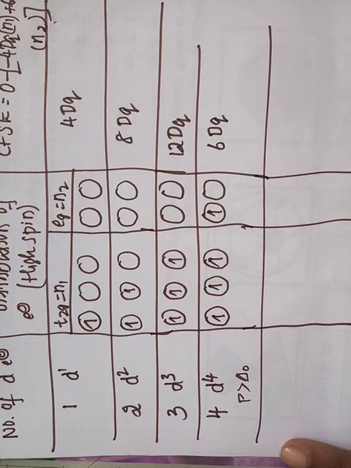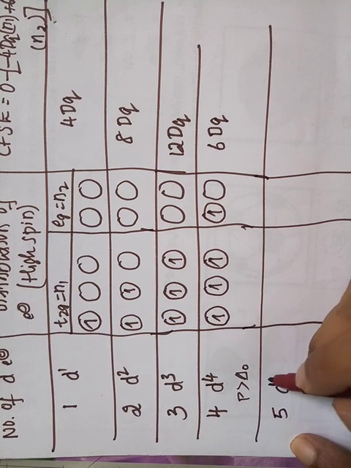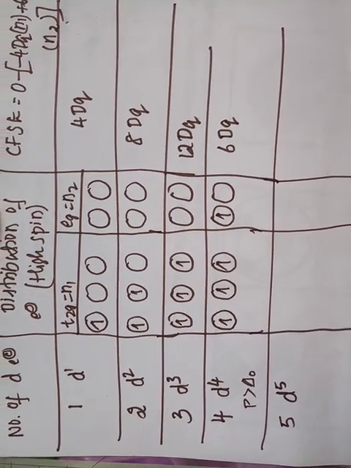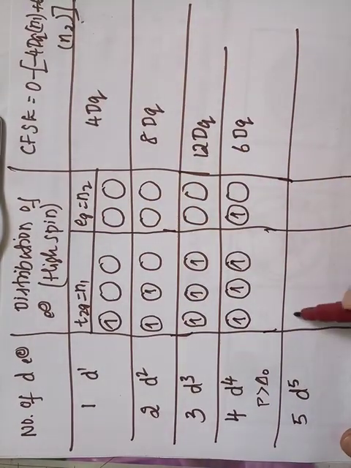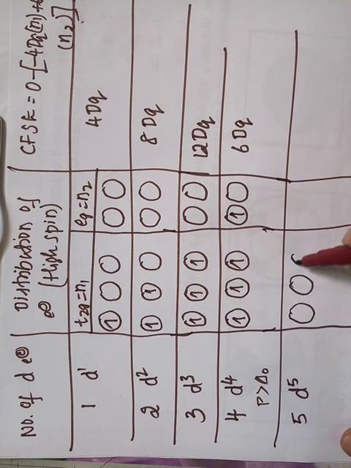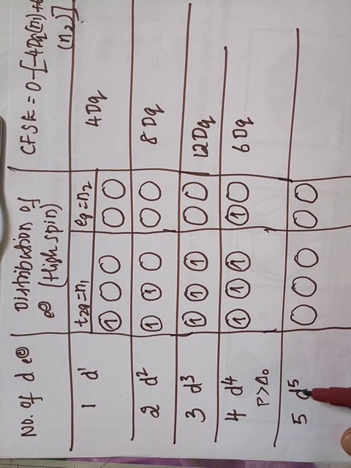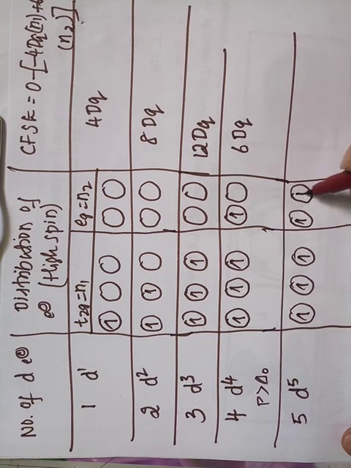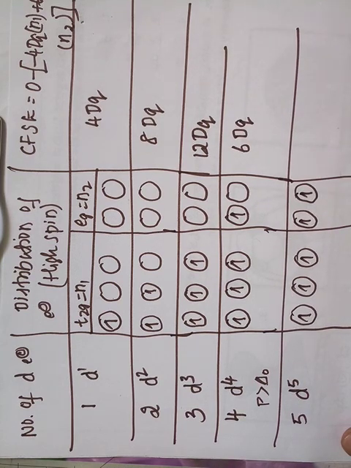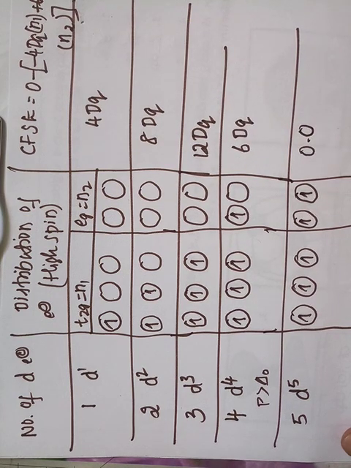One more example. If the number of d electrons is 5, it is said to be a d5 system. For a high spin complex, what happens? In case of high spin complexes, no pairing takes place. Therefore, out of 5 electrons, 3 electrons will occupy the lower energy T2g orbital and 2 electrons will occupy the higher energy Eg orbital. Therefore, the CFSE will be 0.